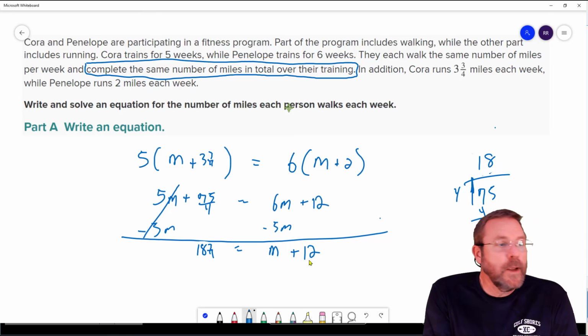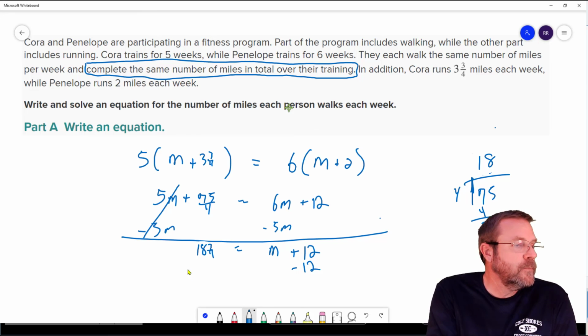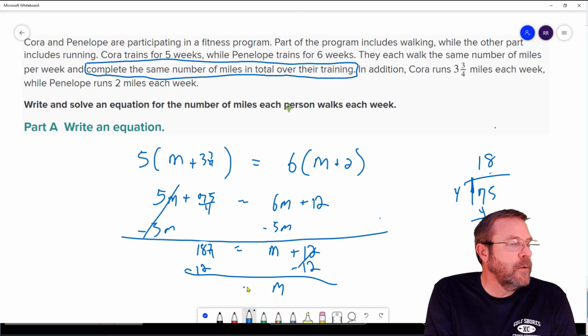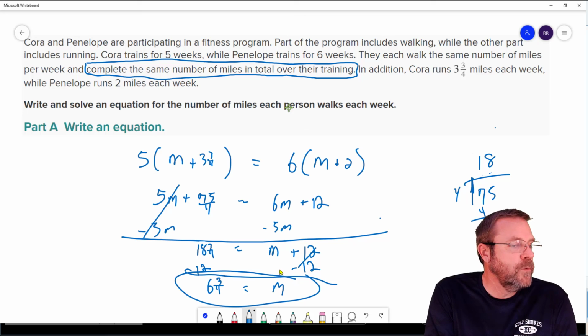Now we get to subtract 12 from both sides. And when we do that, these 12s zero each other out, leaving M is equal to 18 and 3/4 minus 12. That's going to leave me with 6 3/4 miles total.